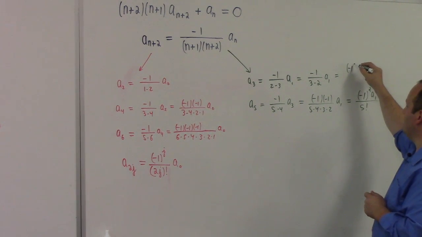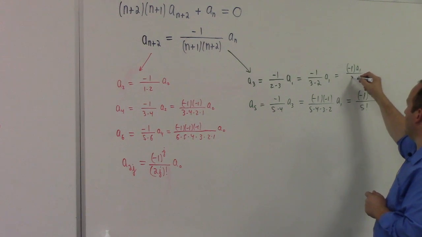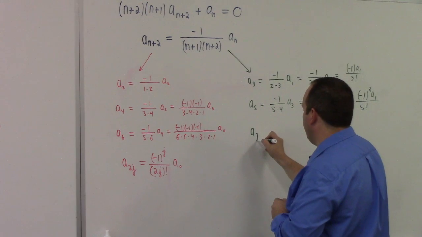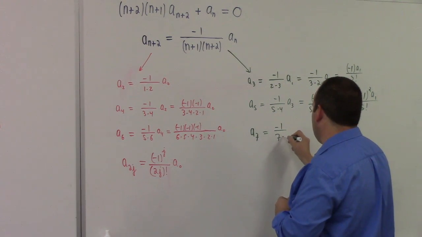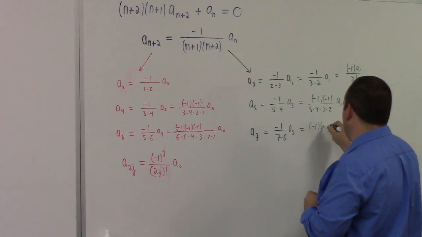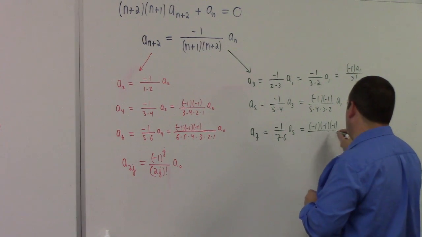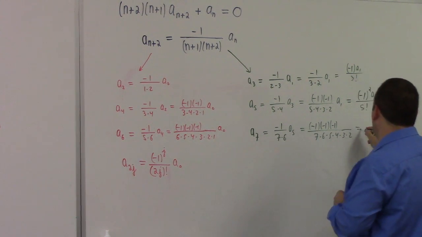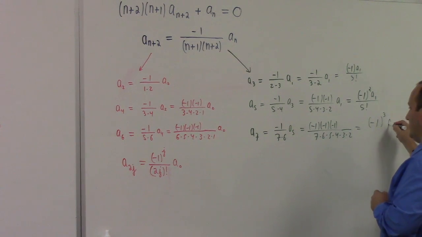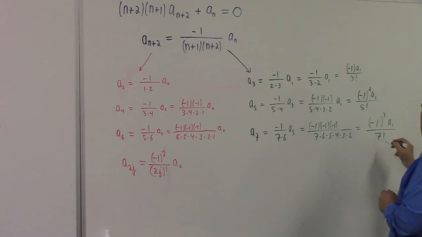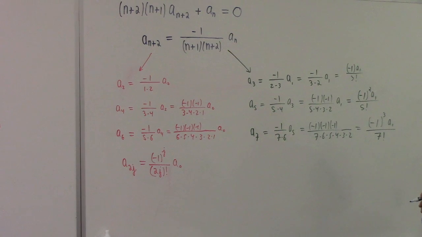I mean, this is minus 1 squared a sub 1 over 5 factorial, right? Minus 1 a sub 1 over 3 factorial. A sub 7 is minus 1 over 7 times 6 a sub 5, which is minus 1 times minus 1 times minus 1 over 7 times 6 times 5 times 4 times 3 times 2. Minus 1 cubed a sub 1 over, what is it, 7 factorial? Yeah. I may have messed up my sign. Give me a second here.